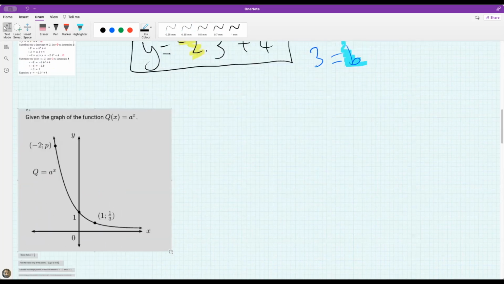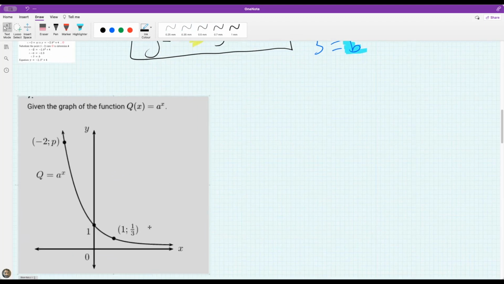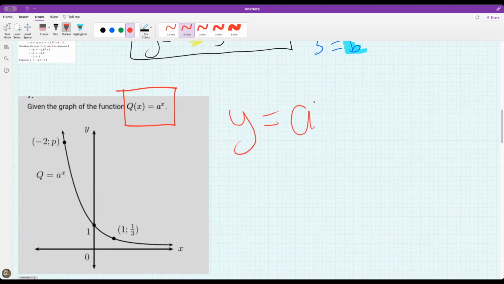Okay, so this is another one of those relatively, well, not too straightforward, but they say that you're given a function which is q equals a to the x, which is the same as just saying that. I want you to tell me what the equation of this function is, or essentially figure out what the value of a is. I want you to just look at the picture, and then tell me what you get.